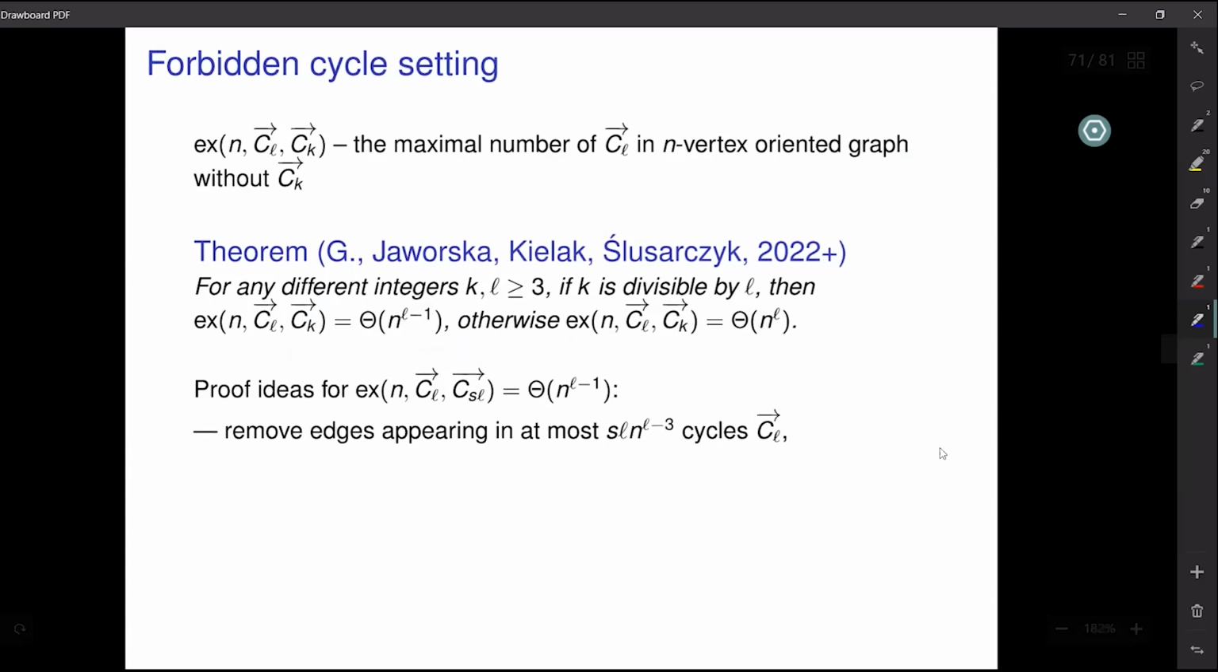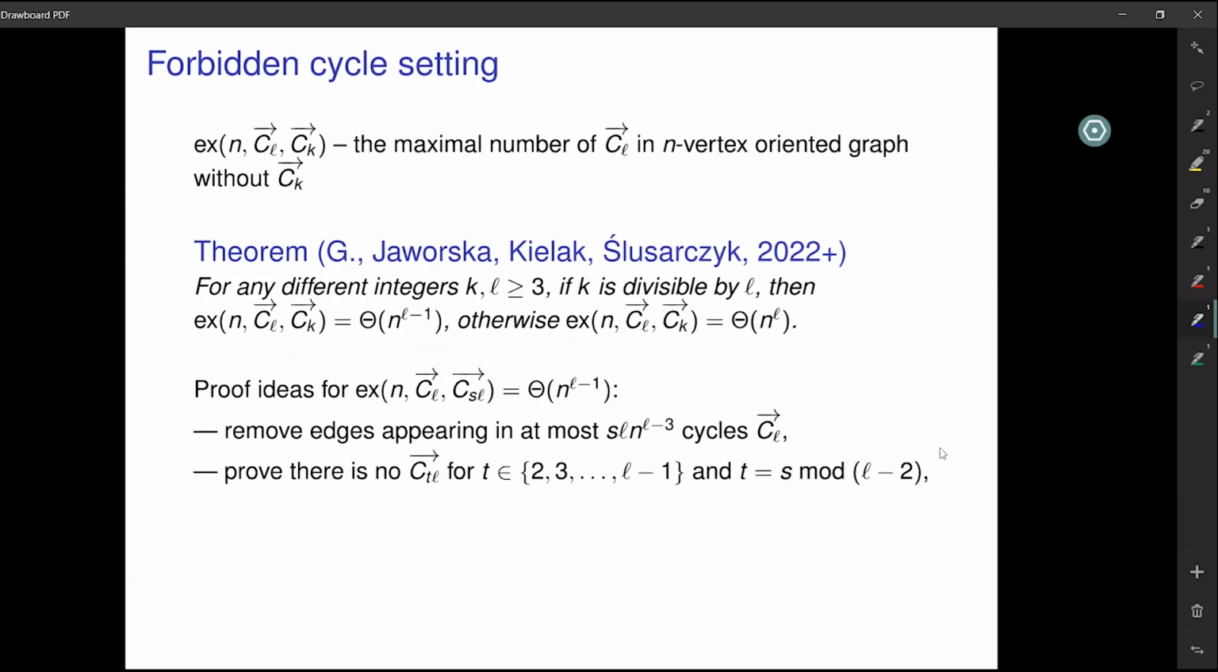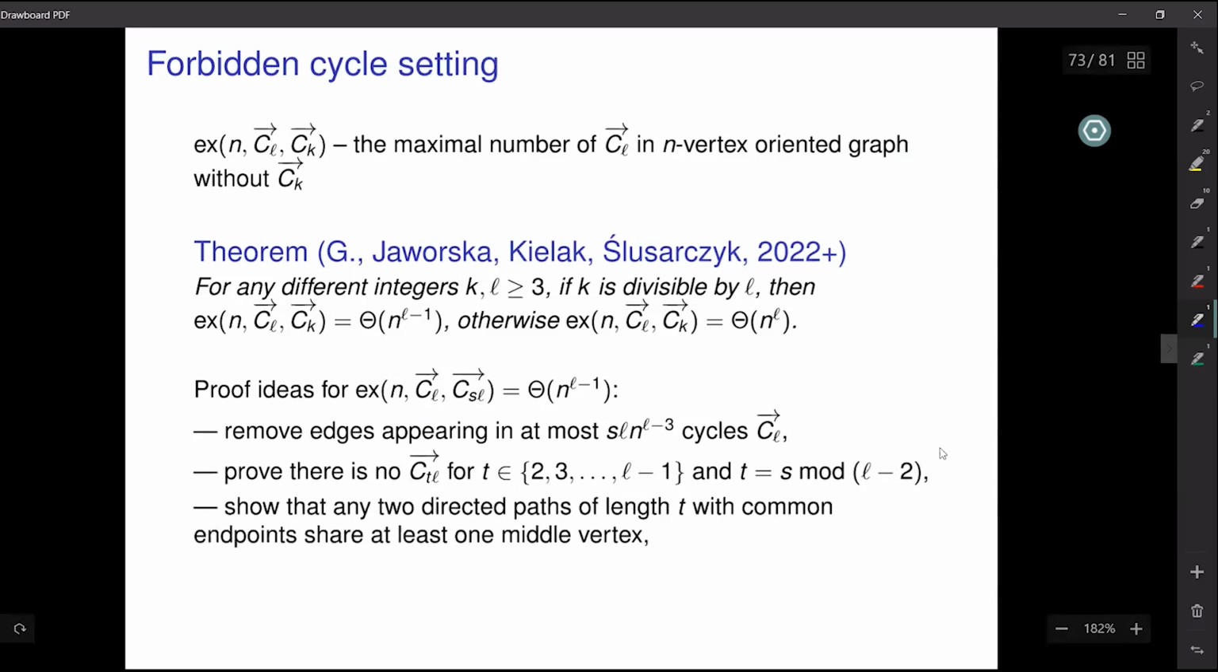So firstly, we remove edges that are appearing in some small number of cycles. This way we remove not many cycles, so we are keeping the same order of magnitude. And in the remaining graph, we can prove that there is no cycle of length which is also a multiple of L, but a smaller one than the forbidden graph. It's something like a multiple of size at most L minus 1 times the length of the cycle we want to maximize. With this, we can prove that there cannot be two vertices connected with two disjoint paths of length T.